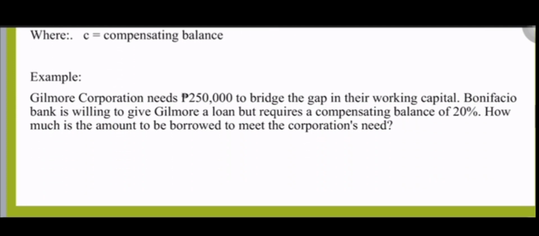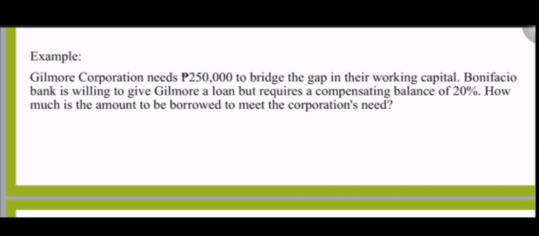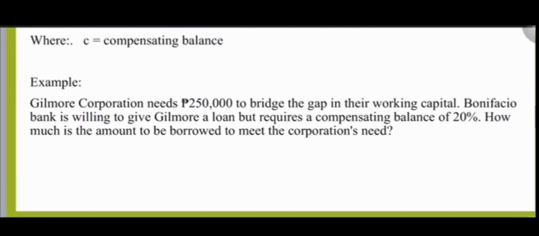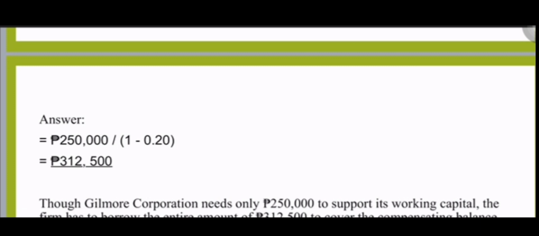So, example ito. Gilmore Company needs 250,000 to bridge the gap in their working capital. Bonifacio Bank is willing to give Gilmore a loan but requires a compensating balance of 20%. How much is the amount to be borrowed to meet the compensating balance? So, ito po yung answer niya, yung solution. Yung kailangan nga daw po nila ay 250,000 divided by 1 minus 20%. So, unahin natin 1 minus 0.20 equals 0.80. So, ang mangyayari, 250,000 divided by 0.80 is equals po sa 312,500.